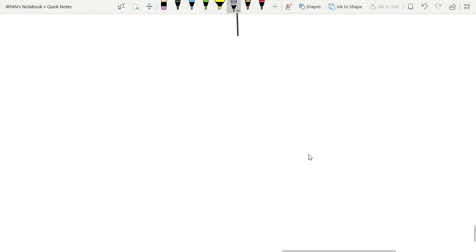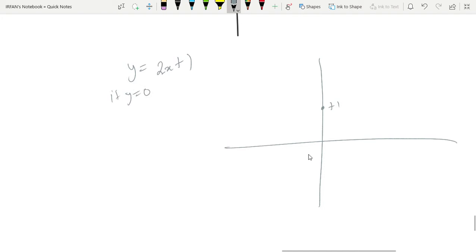For example, you have the equation y equals, let me say, 2x plus 1. We know that the graph should be like this. Whatever our graph is, it should cross through plus 1. So now we are going to find the x-axis, right? So if y equals 0, 2x equals to 1, minus 1, x equals minus 1 by 2. So that means it should cross through, if this is 2, this is 0.5.